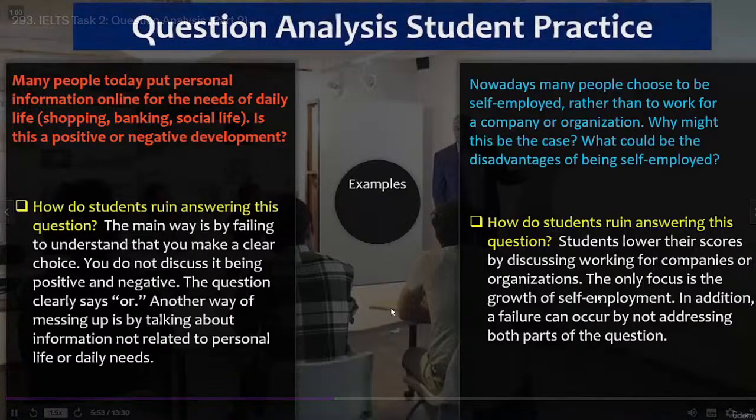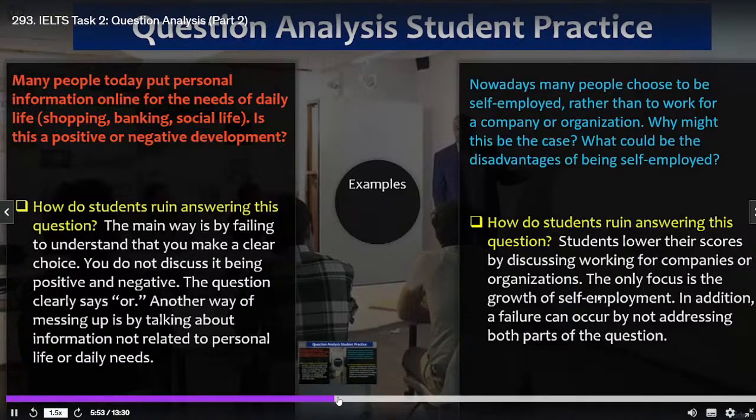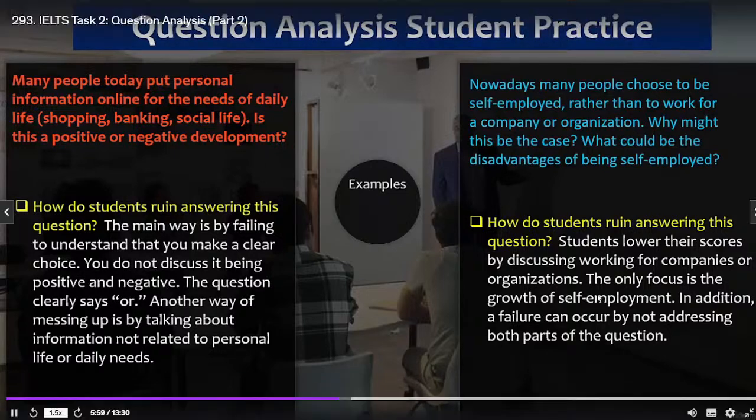Talking about the disadvantages. One second question would be having a discussion about advantages. Did they ask you about advantages? No. So you would not write about advantages at all.